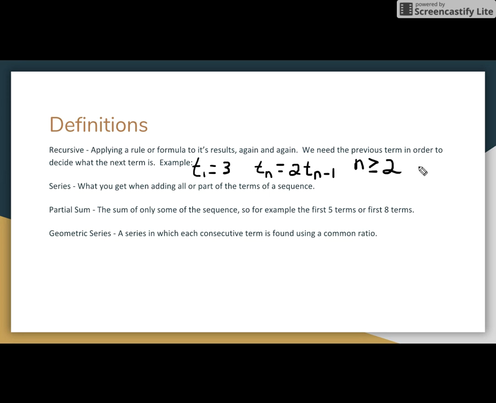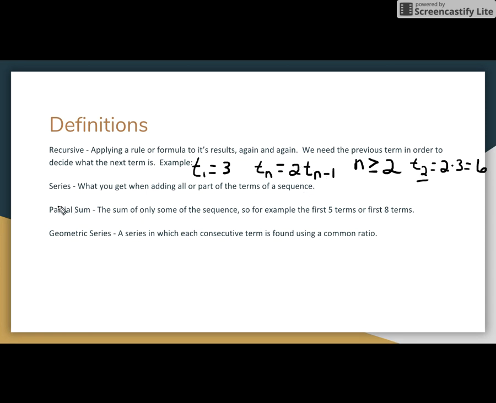So if we want to find t sub 2, it would equal 2 times t sub 2 minus 1, which is t sub 1, which we know is 3. So 2 times 3 equals 6. So the second term is going to be 6. Recursive definitions are all about knowing the prior term in order to get the next term.